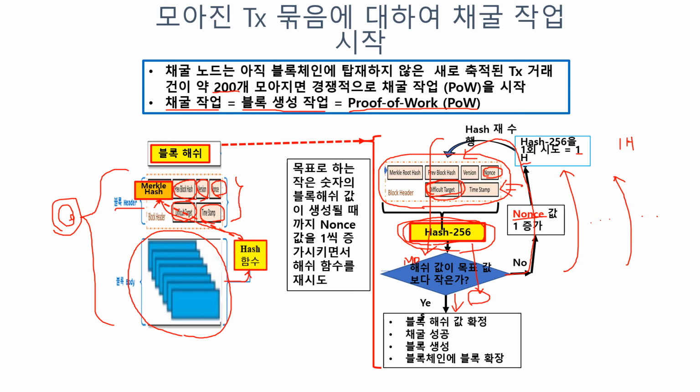Once the message digest value satisfies the difficulty target, within the range of the difficulty target level, then the block hash is created. Then you succeed in creating a block, succeed in mining. Okay. So the block is created.